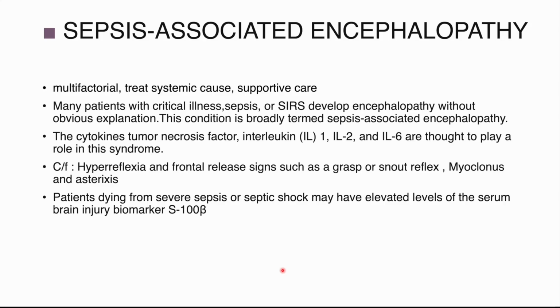Clinical features include hyperreflexia and frontal release signs such as grasp or snout reflex, and myoclonus and asterixis can also be seen. In this patient, S100 beta is a biomarker. So it's an injury biomarker seen in sepsis-associated encephalopathy. So treatment, we have to treat the underlying infection and supportive care must be given.